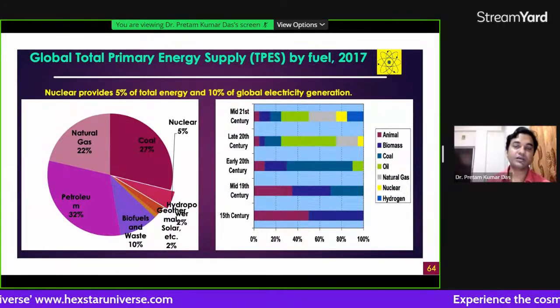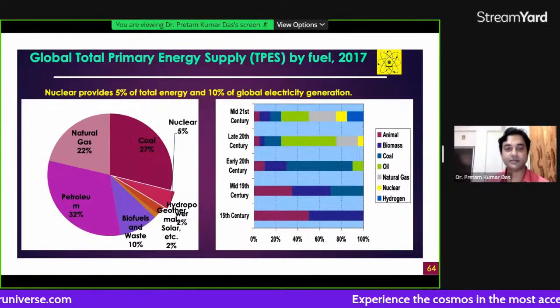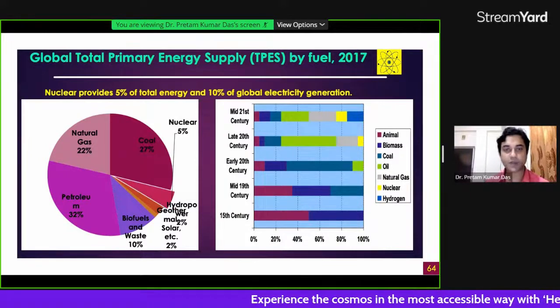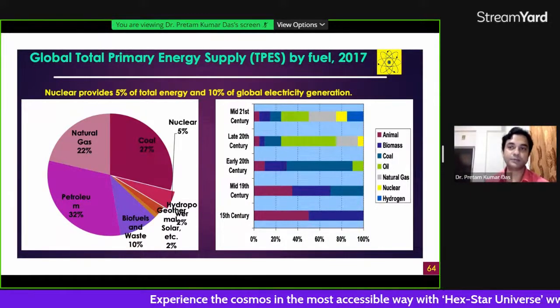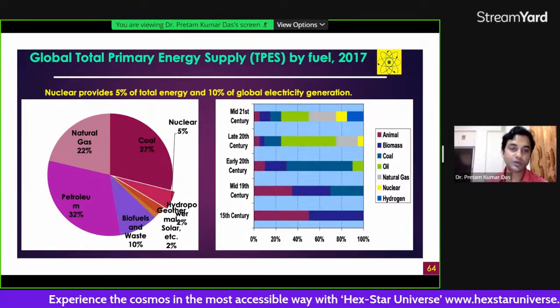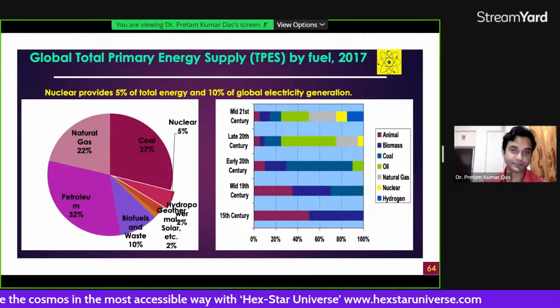So if we see the power, which energy source does it come from?